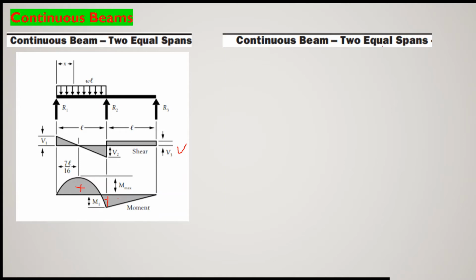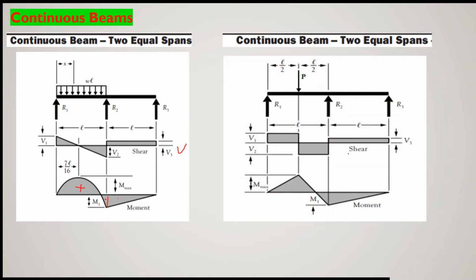Now continuous beam, two equal spans, and this is another type when load changes. Now the loading pattern we have changed. In the first case there was UDL, and in the second case we are putting a concentrated load. So why I am showing you these diagrams is because I want to focus on the fact that whenever you change the loading pattern, then the shear force diagram will change as well as the bending moment diagram will change.